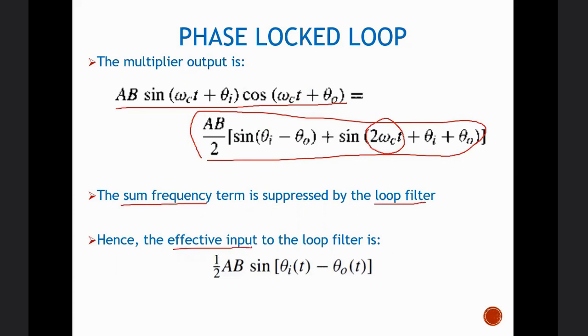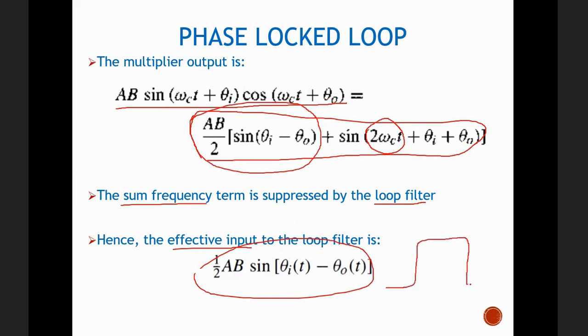So the effective input to the loop filter is this one, which is the first term, right? Let's say the loop filter has a response like this, a low pass response. So the term that has the sum frequency is negligible, it's neglected anyway. So the effective input to this loop filter is this one, which we have written here, right?